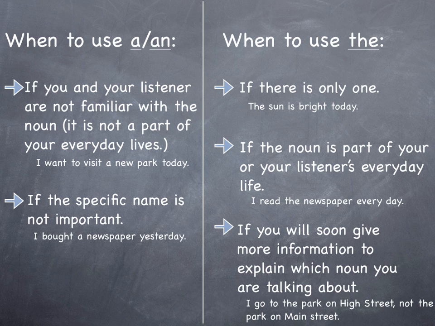So the newspaper. The third case is if you will soon give more information to explain which noun you are talking about. So that's a little bit more difficult. An example that I have below is, I go to the park on High Street, not the park on Main Street. So I'm using the here to tell you which park I go to. The on High Street is giving you more details about it.